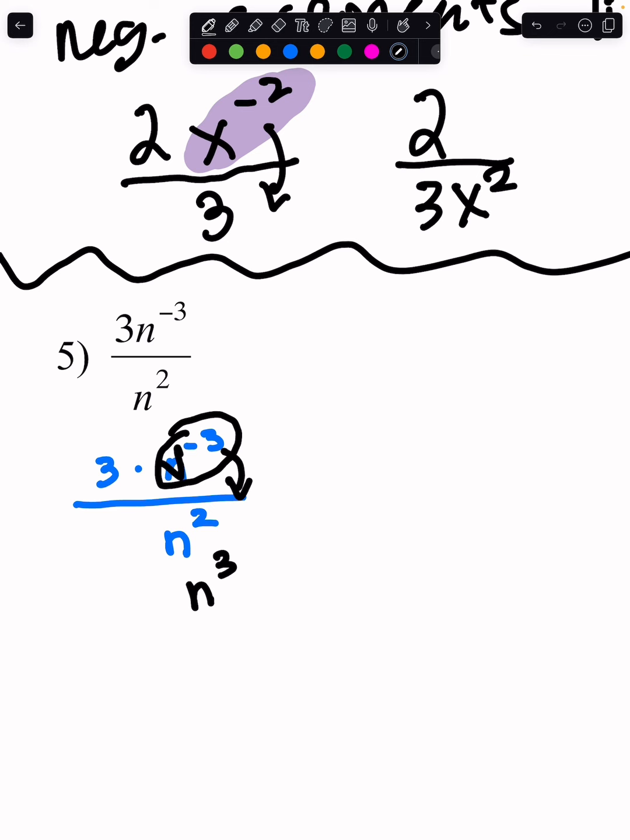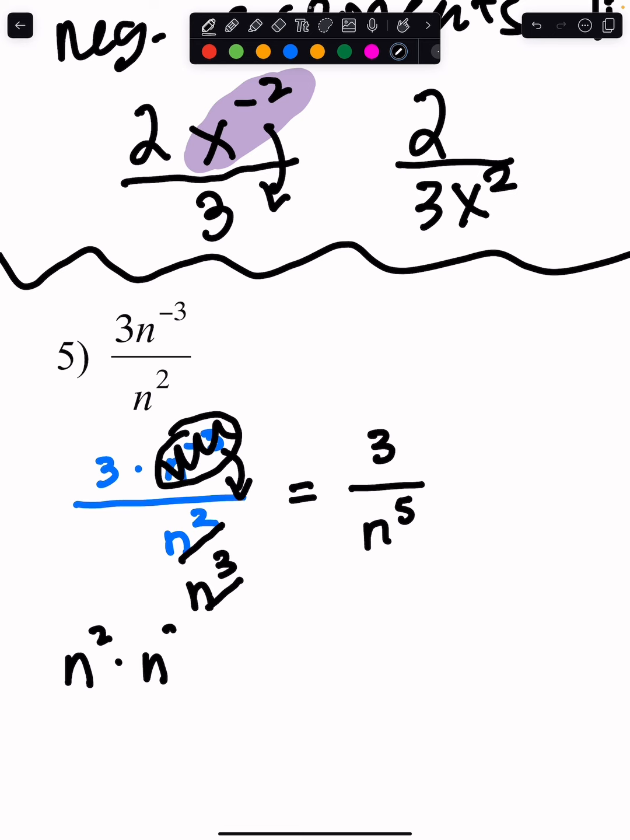And then you're left with just the 3 on the top. And there are 2 n's here, 3 n's here. So that's a total of 5 n's. Because what's really happening is when we put it down here, it ends up multiplying. So it's equivalent to saying n squared times n cubed, which is what we were just doing a minute ago. Okay? Let's look at number 6.